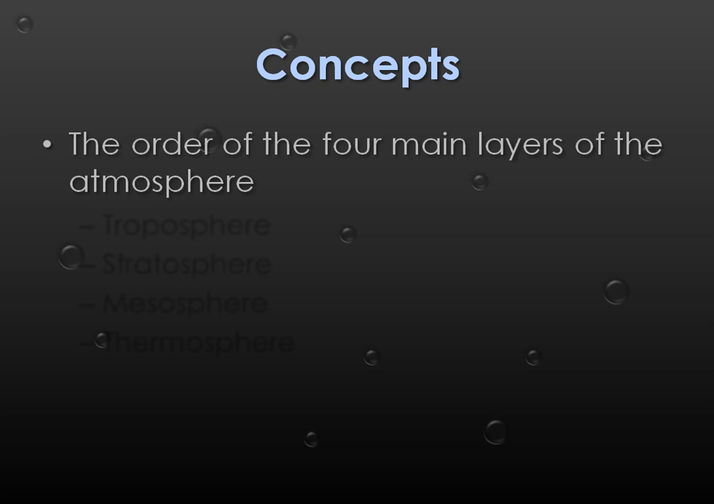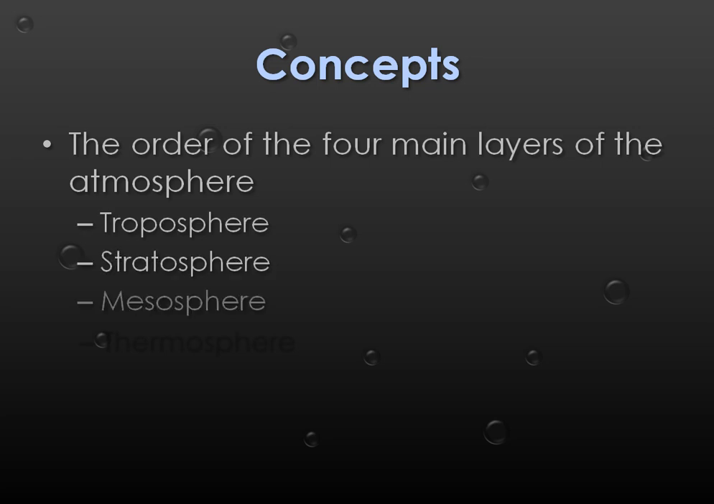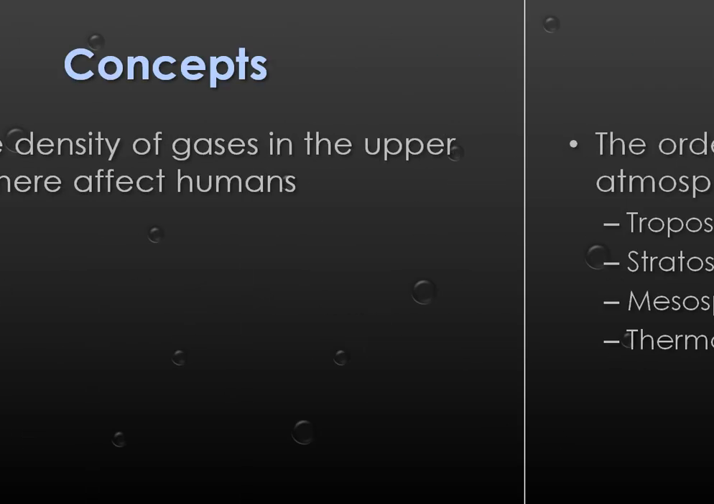It's also important to know the order of the four main layers of the atmosphere. And the order that we usually think of is from the surface of the Earth to outer space. And again, that's just troposphere, stratosphere, mesosphere, and thermosphere. My recommendation to remember this is just go through it a few times and you'll get it.